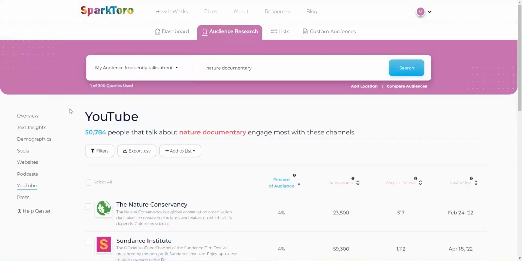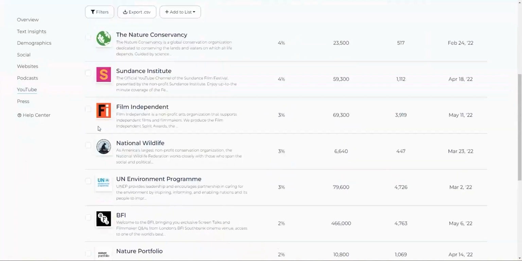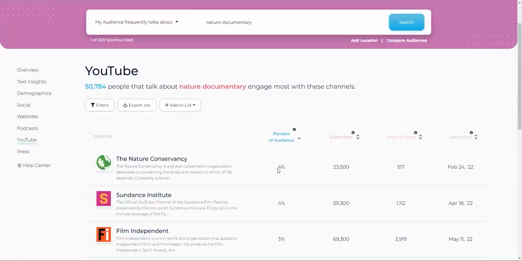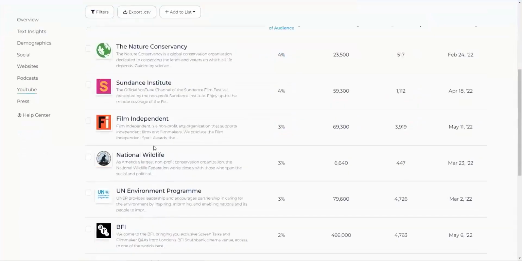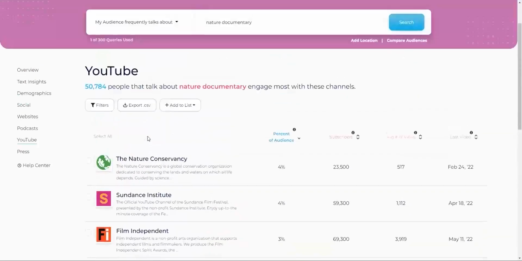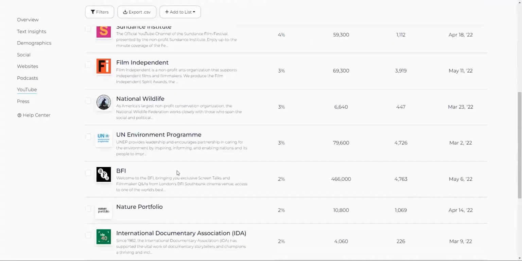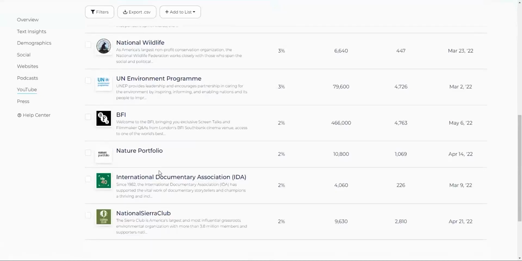The next one is YouTube. Same thing as with podcasts. The list can be very long or very short. In that case, it's pretty short, and the percentages are less than 5% even for the top one. So what we saw under the social page is confirmed here. So I wouldn't go with a YouTube page if I was trying to promote a nature documentary film. But I'm again going to see a little bit what kind of interest they have.